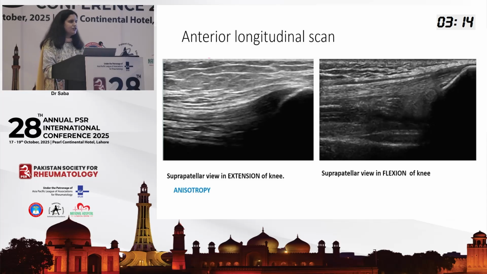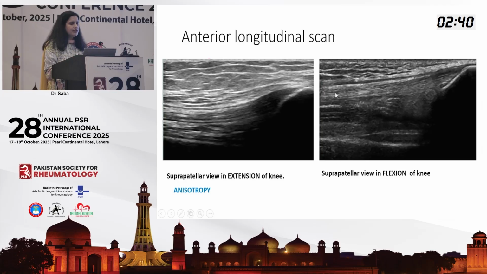Now, why do I mention both positions? In the suprapatellar view, when you are extending, the quadriceps tendon seems to be missing at this part. As soon as you flex the knee, you tighten the quadriceps tendon. And once you tighten it, the anisotropy, which was giving you a false impression of a tendon injury, is abolished. So make sure you have the suprapatellar view in flexion of the knee. Always make good use of your hand. Make sure your scanning is dynamic and you appreciate the quadriceps tendon.